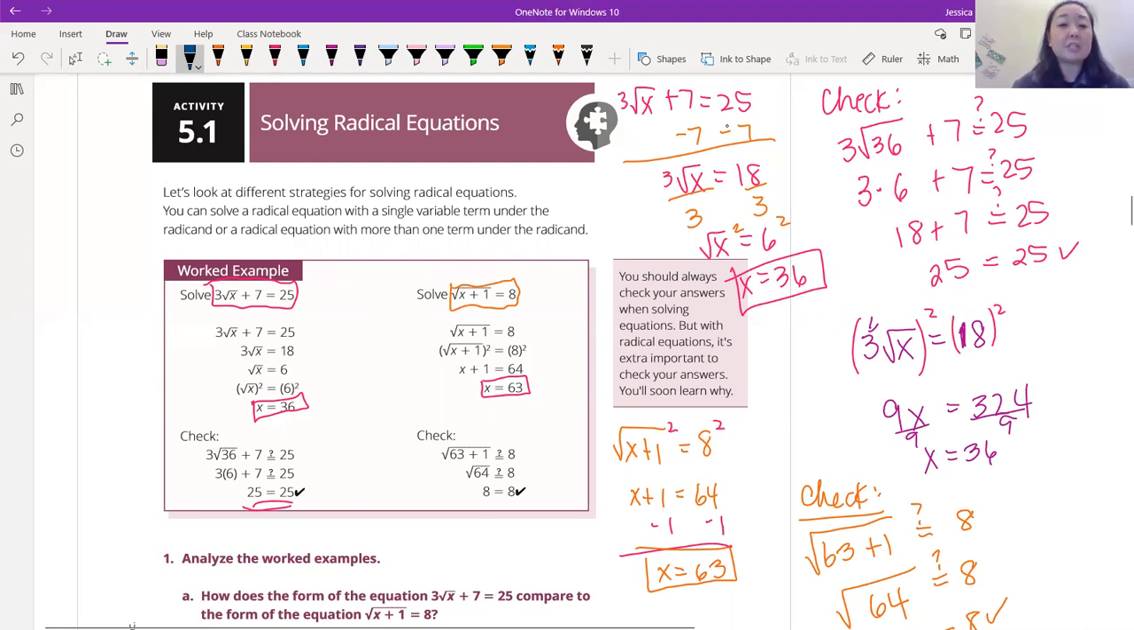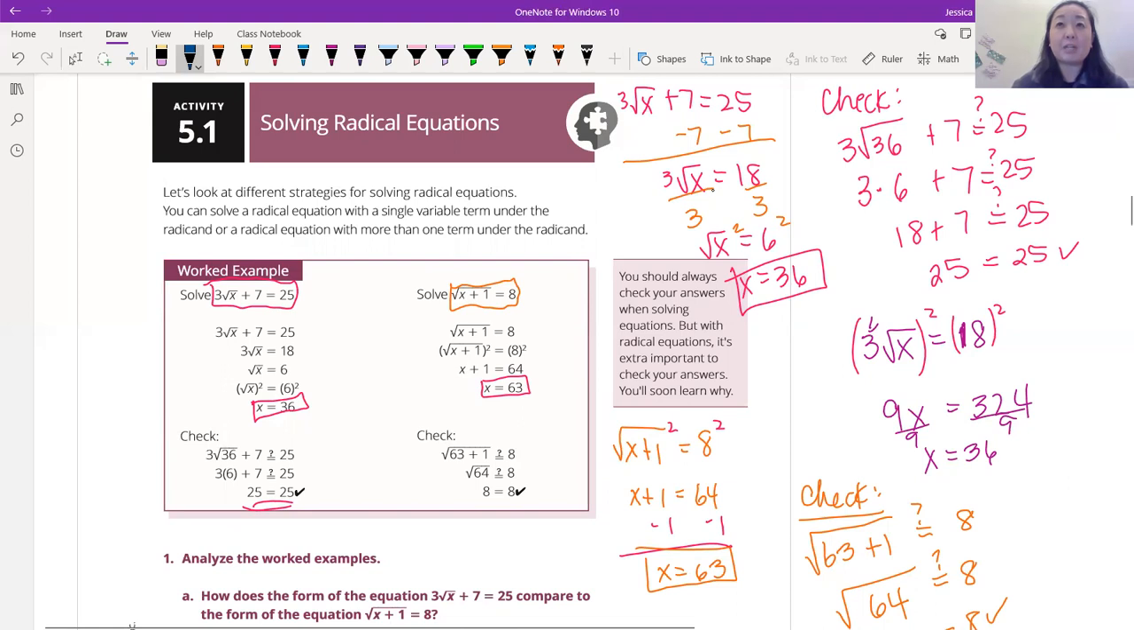So again, here, you're just going to solve it like how you would normally solve for x, right? So we're going to subtract 7 on both sides, and then you're going to divide by 3. And once you get the square root by itself, that's when you square, right? And the question arose, well, do you have to square at the very end? Can you square it before then? And yes, you can, 100%.